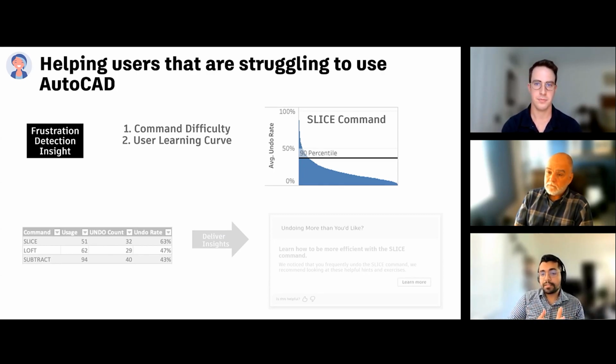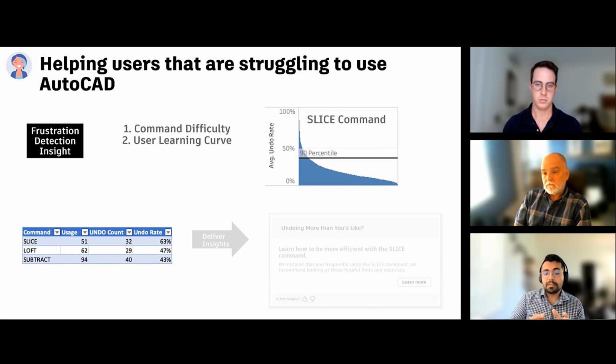And here we see that her average undo rate is above the 90th percentile as compared to other users like her. And when we look at the underlying output of this model, we see that Rachel has been using the slice command in the past 90 days, and she has used it 51 times, where she undid that command right after that 32 times, which puts her undo rate at about 63%.